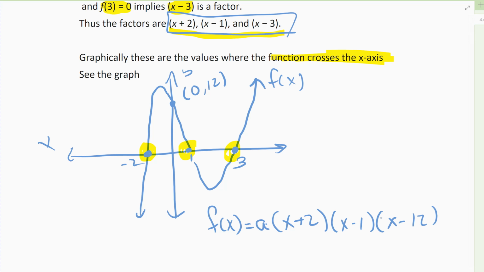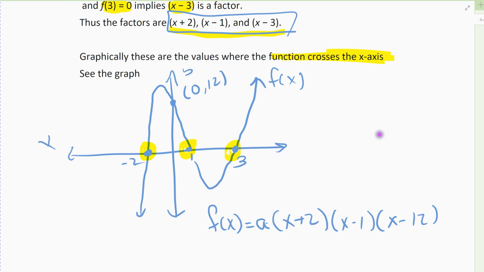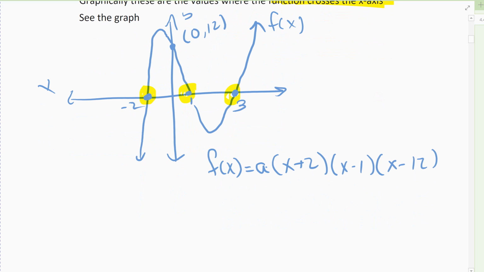I know x plus 2, x minus 1, x minus 3 are factors, and they're my only factors, right, because those are the places that I cross. Those are the real number factors. If I multiplied it out, I get my original function back, with one exception: there's an a out front, because I don't know if I had to stretch it. And a, remember, is my leading coefficient.